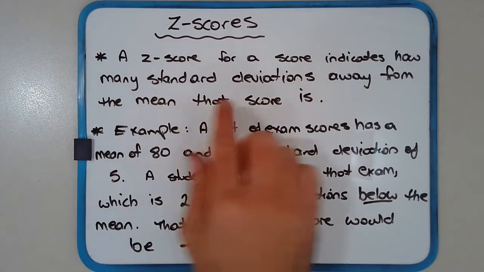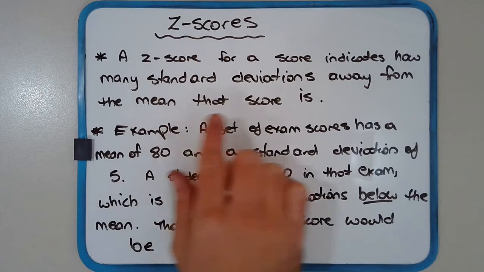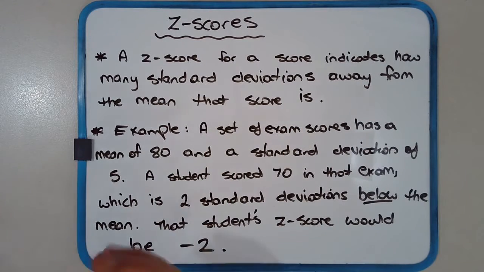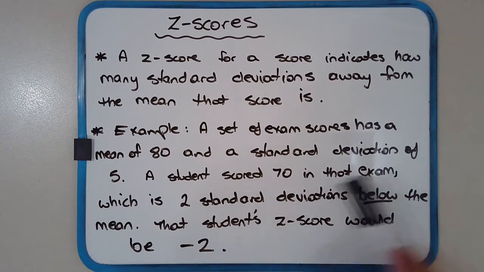A Z-score indicates how many standard deviations away from the mean that score is, and that can be in either direction. So as an example, a set of exam scores has a mean of 80 and a standard deviation of 5. A student scored 70 in that exam, which is 2 standard deviations below the mean. That student's Z-score would be -2. Okay, so you're counting the number of standard deviations.